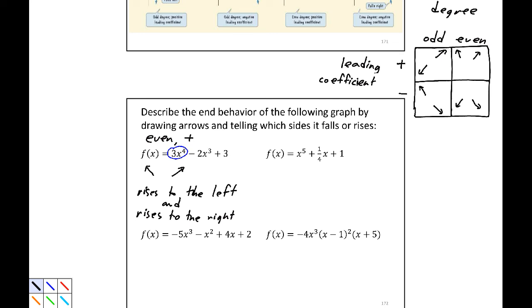Second function, f of x equals x to the 5th plus 1/4 x plus 1. Our leading term is the x to the 5th. So this is odd with a positive leading coefficient. Odd with a positive leading coefficient means that it falls to the left and rises to the right. So now let's just write that. Falls to the left, rises to the right.